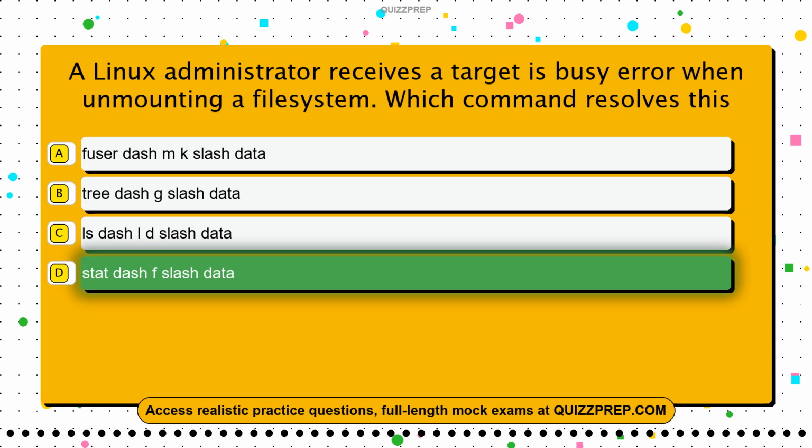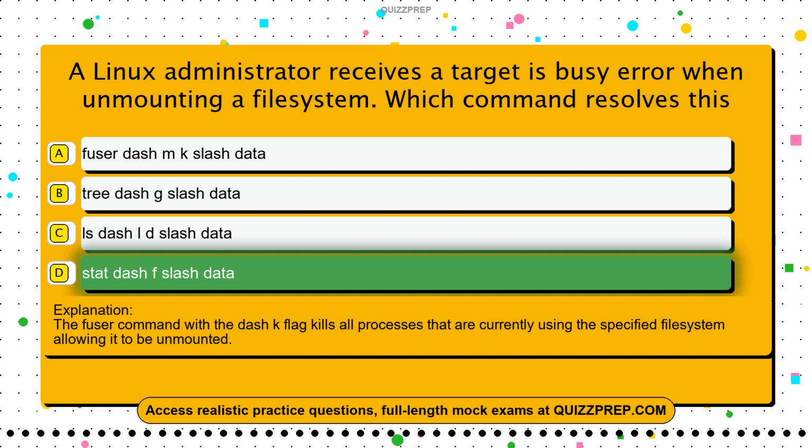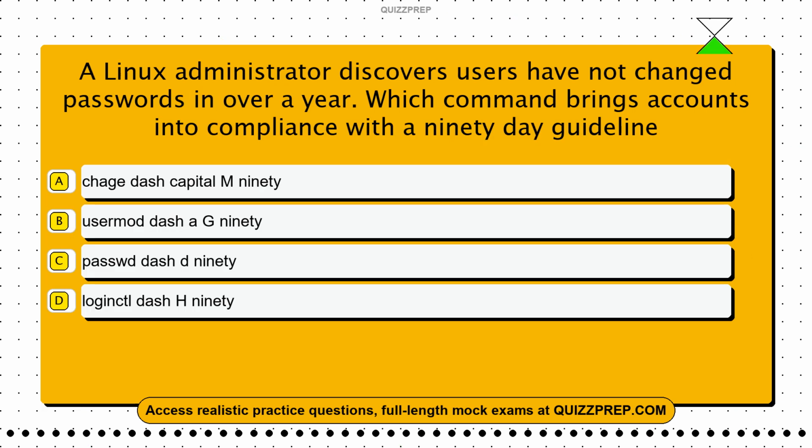The correct answer is option D, stat -f /data. The fuser command with the -k flag kills all processes that are currently using the specified file system, allowing it to be unmounted. Question 131. A Linux administrator discovers users have not changed passwords in over a year. Which command brings accounts into compliance with a 90-day guideline? Option A, chage -M 90. Option B, usermod -ag 90. Option C, passwd -d 90. Option D, login -h 90.